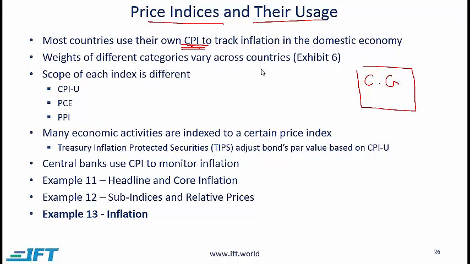Weights of different categories vary across countries. The point here is that a consumer price index in India versus a consumer price index in America will be different because the specific constituents might be somewhat different, and the weightage of those constituents will definitely be different. For example, with the CPI in India, food and beverage represents approximately a 47% weightage in the overall basket. Food and beverage in the United States is a much lower percentage.